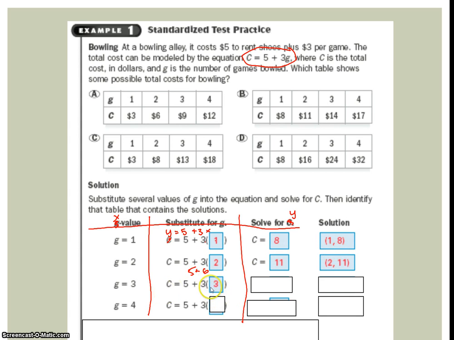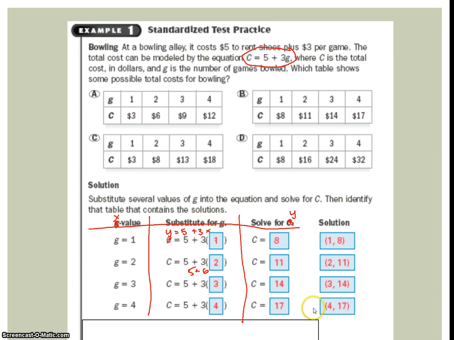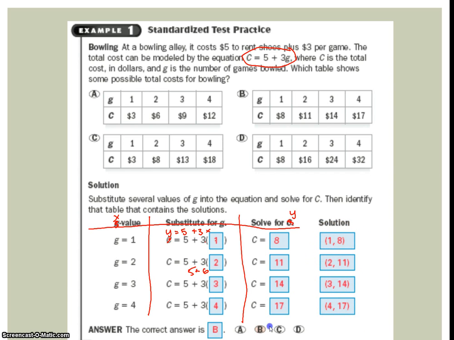Then plug in the 3. 3 times 3 is 9, plus 5 is 14: 3, 14. 4 plugs in, 12 plus 5 is 17, which is 4, 17. If I wanted to graph this, I could now, because I have ordered pairs. The correct answer, because the correct table would have been B.